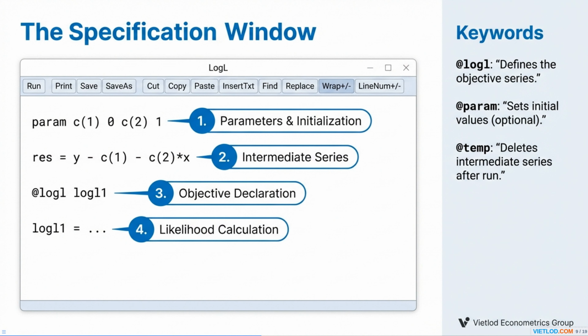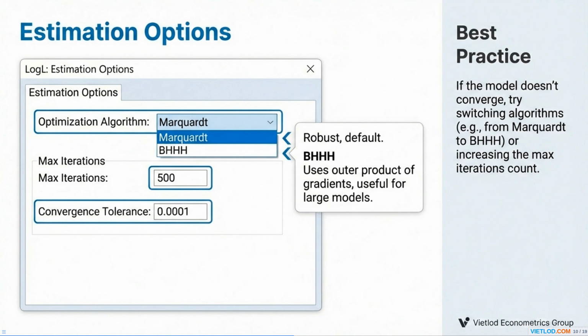In the code shown, param c(1) 0 c(2) 1 initializes C(1) to 0 and C(2) to 1. The residual res is calculated. Then, @logl logl1 declares that the series logl1 will contain the objective function, which is calculated on the final line. After writing the specification, the next step is estimation. EViews provides several options to control the optimization process.